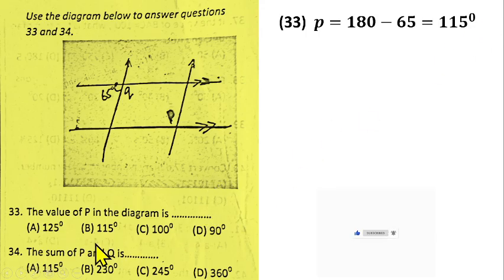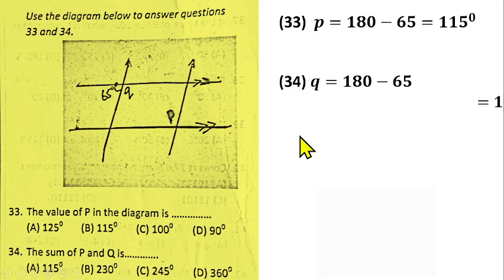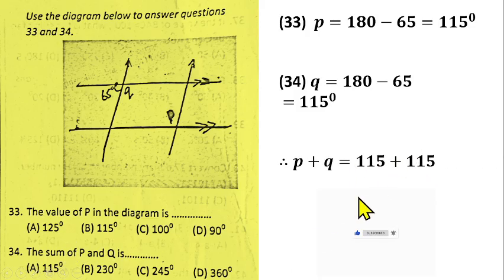Then for Q, okay, that's for P. Then for 34, the sum of P and Q. So you have gotten P, then get our Q. Angle Q will also be 115 degrees because this 65 and Q here are angles on a straight line. So Q will be 180 minus 65, that gives 115 degrees. Therefore angle P plus Q will give us 115 plus 115, which should be 230 degrees. Option B.